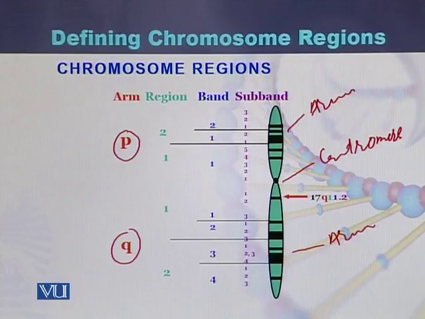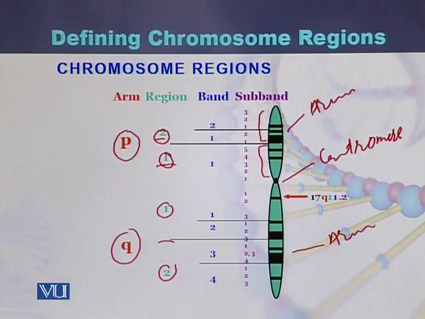Each of these arms has regions. The larger fragments present on the P arm are written as region 1 and region 2. We can say this region is 1 and this region of the chromosome is 2. Same is on the lower side. In case of the Q arm, region 1 and region 2 represent this part of the Q arm and this part of the Q arm. So on the P arm there are two regions, 1 and 2. Same is on the Q arm, region 1 and region 2.